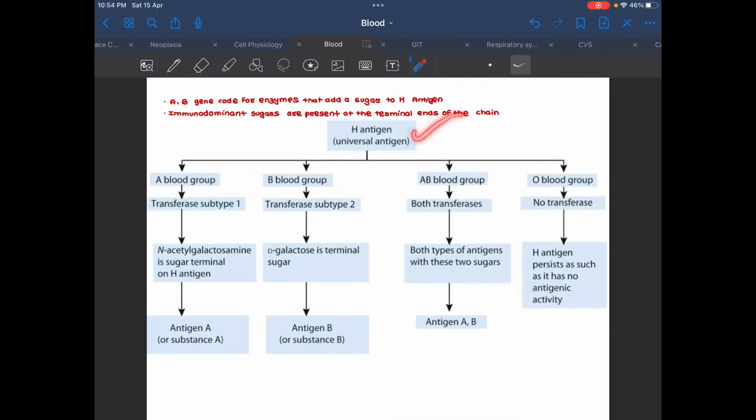So H antigen, whenever A blood group कैसे होएगा? When there is a transferase type 1, this is going to act, this is going to attach your N-acetyl galactosamine. Okay, and whenever there is a transferase type 2, it's going to attach your D-galactose. Okay, and whenever there's AB blood group, it's going to do both, and then you're going to have antigen A and B दोनों. And whenever we have O blood group, we don't have any transferase, but are we going to have H antigen? Definitely, we're going to see some H antigen, but that doesn't have any antigenic properties.